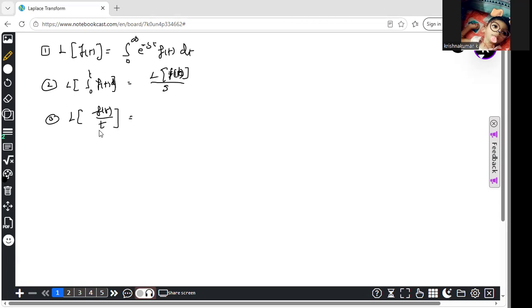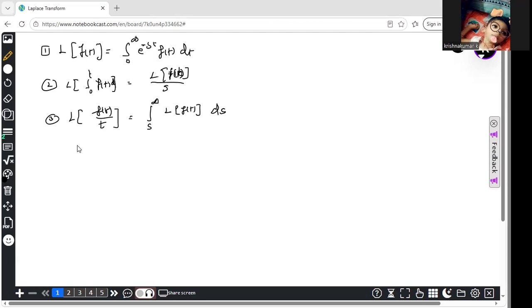Okay, so if we have this t multiplication, we have the derivative for the Laplace transform. But here we have the t in the denominator. So in this case, the Laplace transform will be the integral from s to infinity of the Laplace transform of f of t. This is important because the result of this expression will be a function of s. Then you have to integrate that function of s with respect to s, then put in the limits, and you get the result.